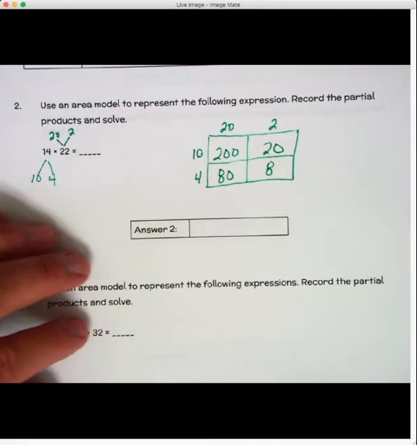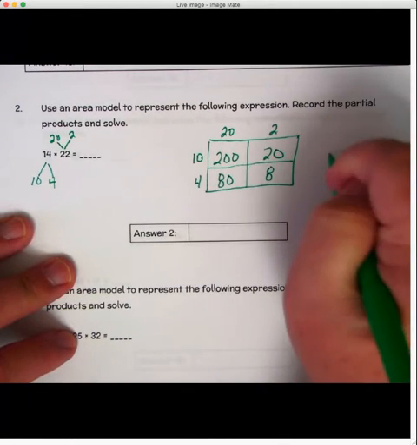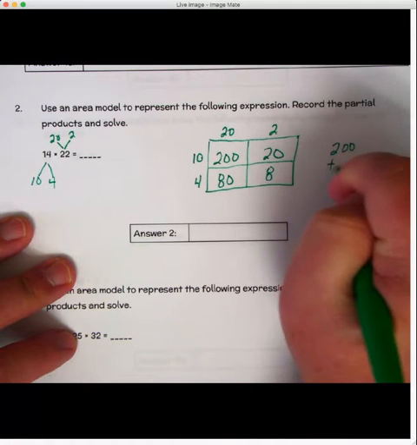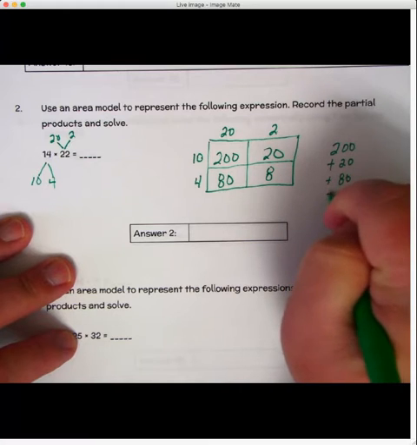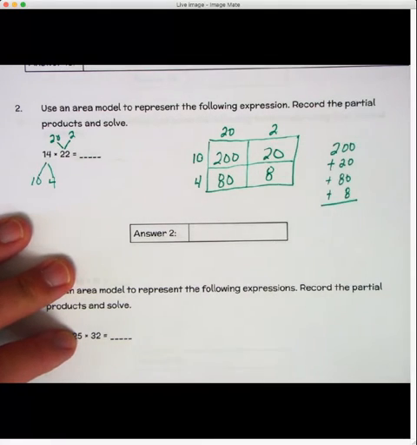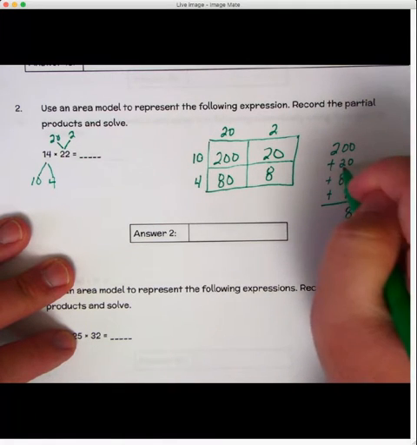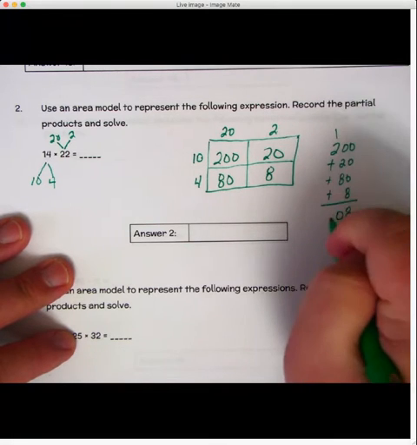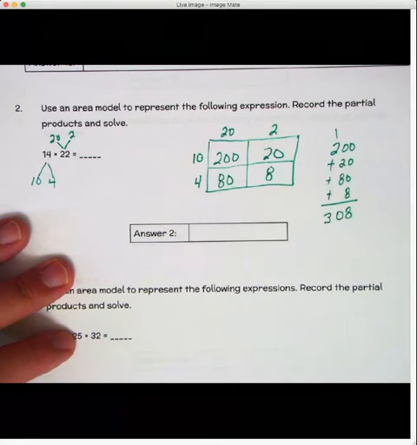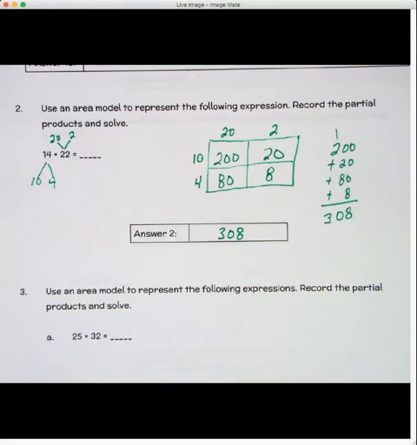And then what do we do to find the answer? Do you remember? We add all of these together. So you would have to add them, if you're adding them on your paper, 200 plus 20 plus 80 plus 8. Make sure you line them up right. Then add them all together. 0 plus 0 plus 0 is 8, 2 plus 8 is 10. Put our 0 down, carry our 1. 1 plus 2 is 3. So our answer is 308. That is the area, the answer to 14 times 22.